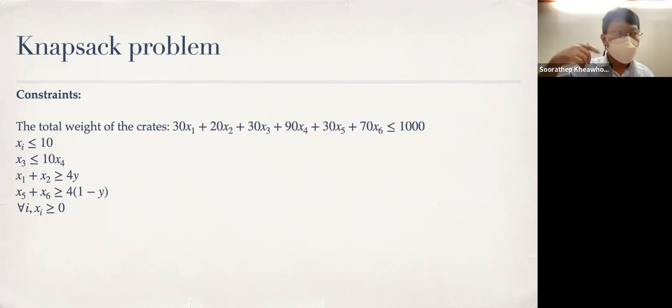Okay. And what about y is 0? If y is 0, the first condition, x1 plus x2 greater than 0, it's nothing, right? But we force the true of the second condition. The second condition must be satisfied: x5 plus x6 must be greater than 4.